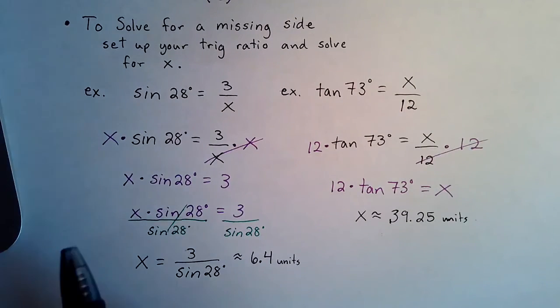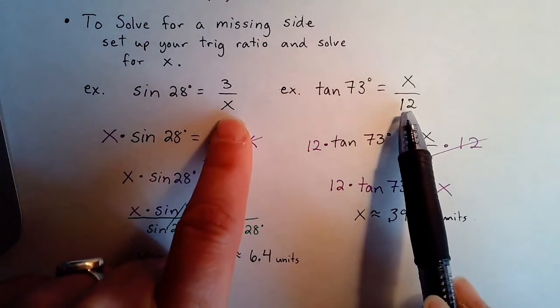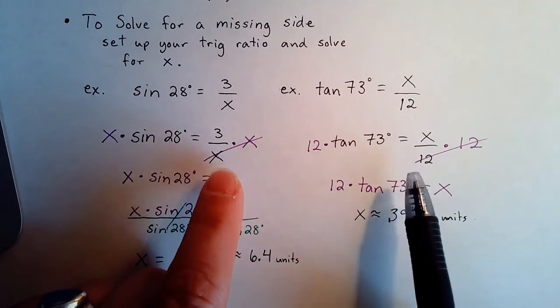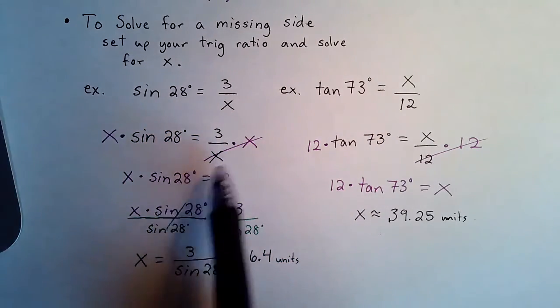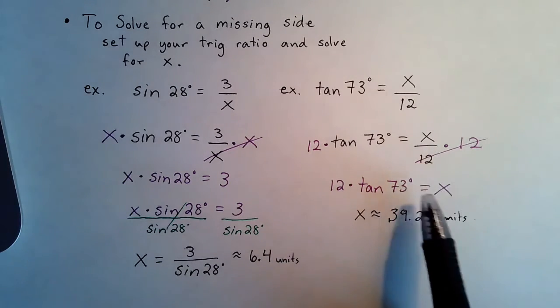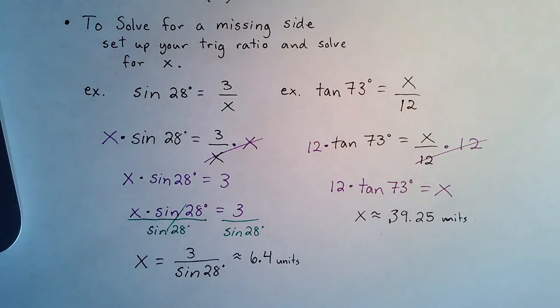Okay, so on this one, when you solve, you'll notice on both of them that you're going to multiply by whatever's on the bottom. Okay, whatever that is on the bottom, whether it's the x or the 12 or a number, doesn't matter. So you multiply both sides by that. And in this case, in this example, that's all you have to do because the x is now isolated. Okay, so that's all that you'd have to end up doing, and it'd be 12 times the tangent of 73.